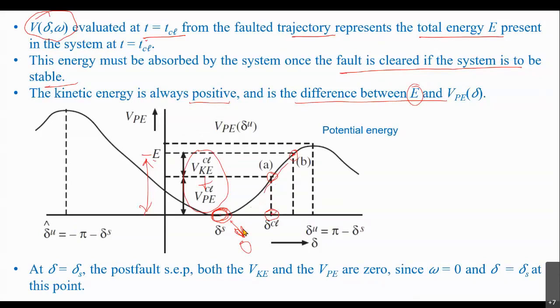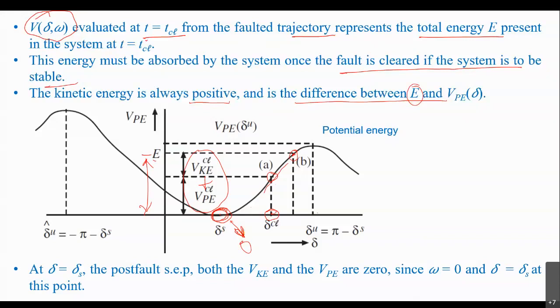So why is delta S a stable equilibrium point? It is considered, it is a notation. Delta S is the stable one. We have assumed that delta S is a stable equilibrium point. And similarly, we have other equilibrium points, those are unstable.